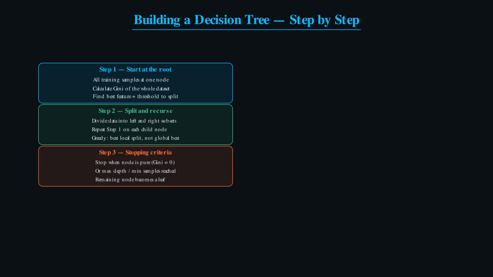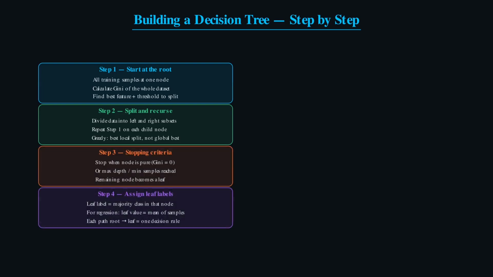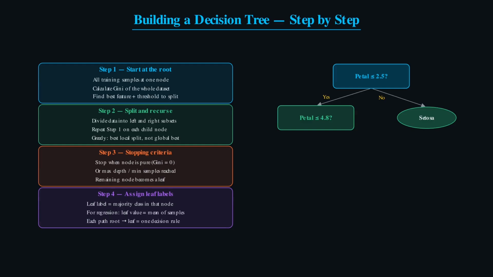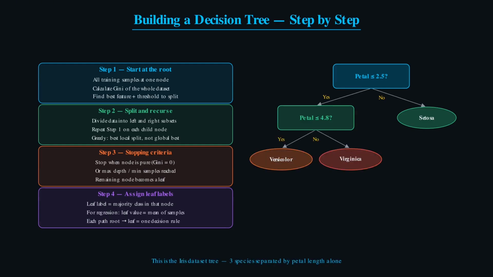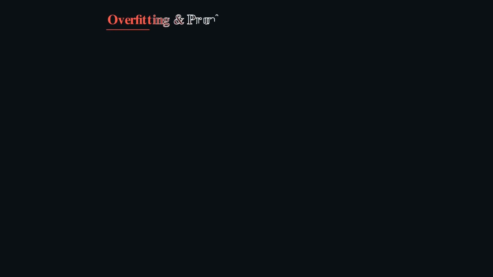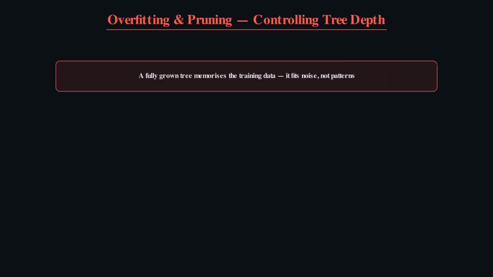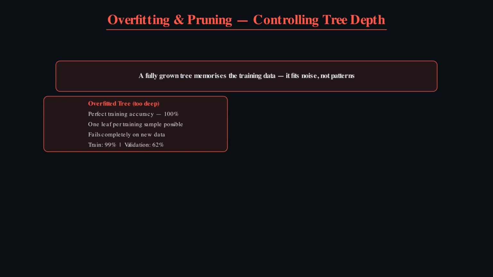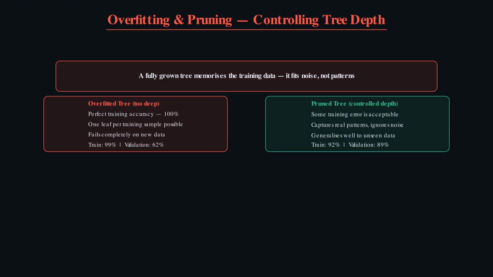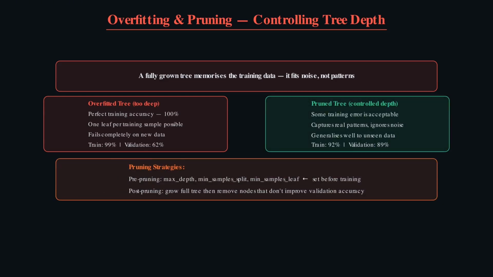The tree is built greedily. Best local split at each node, which is fast but not guaranteed to produce the globally optimal tree. The problem is a fully grown tree memorises the training data. With enough depth, it can assign a unique leaf to every single training sample, achieving perfect training accuracy while being completely useless on new data. That is overfitting in its most extreme form.